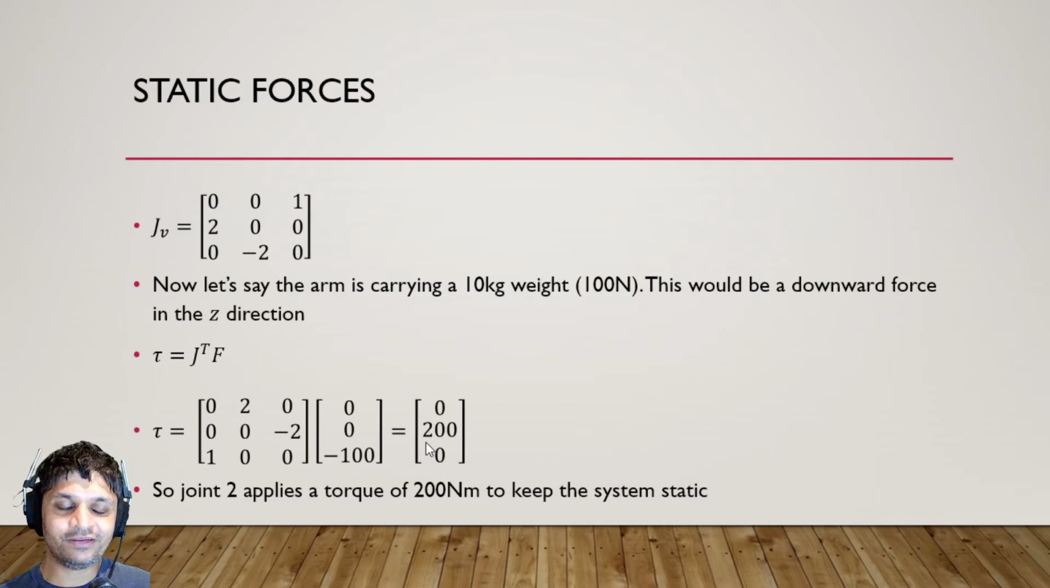So if I don't want the system to move, I can apply a torque of 200 Newton meters to keep the system static. Okay, so I've managed to calculate what force I need to apply at joint 2 to keep the system static. Obviously this is only useful if what you want to do is keep the system static, but that's what this part of the lecture was about. In the next lecture, we'll look at systems in motion. So that's a discussion of dynamics.